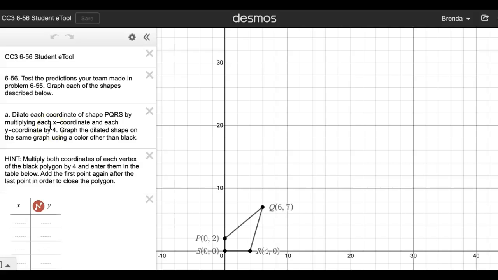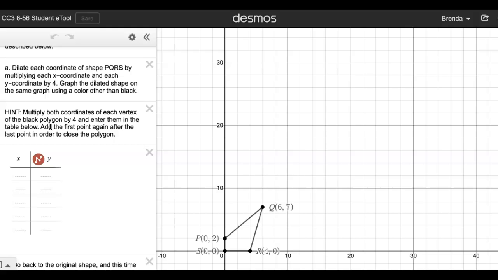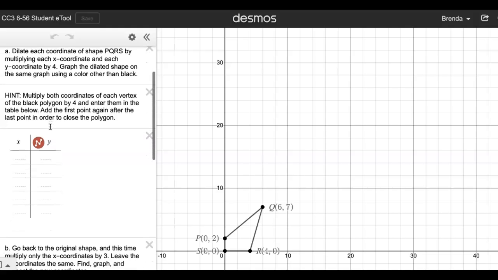So the first of our directions is dilate the shape PQRS by multiplying each x coordinate and y coordinate by 4. Graph the dilated shape on the same graph using a color other than black. So we're multiplying each of these coordinates. They were nice enough to put the coordinates in there for me. So P is 0, 2. I want to multiply both of those coordinates by 4. So I would get 0, 8.